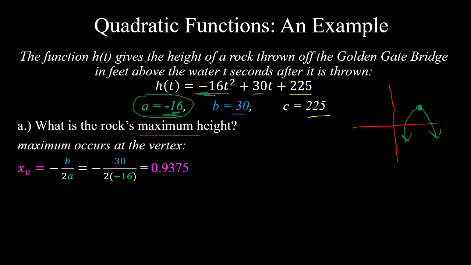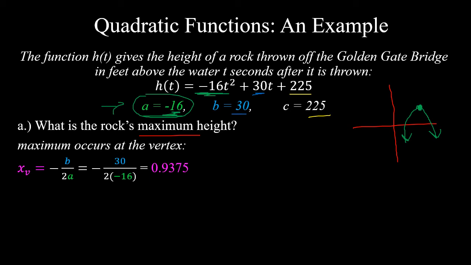Okay, so notice I took this negative sign, negative b, or b is 30, all over 2 times a. My a is negative 16, of course, so I just plugged in negative 16. And if you solve that out, it gives you 0.9375. That is not the answer, you guys. That is the x coordinate.